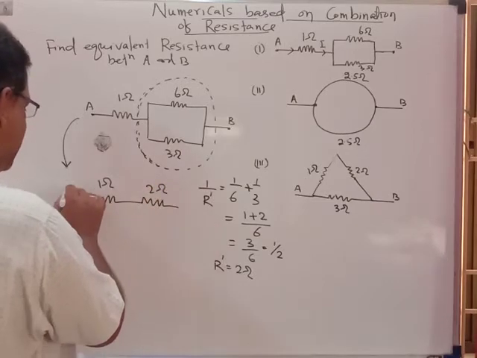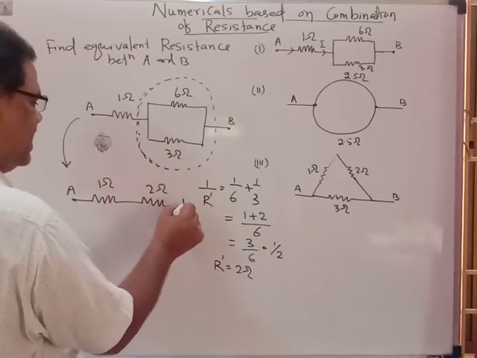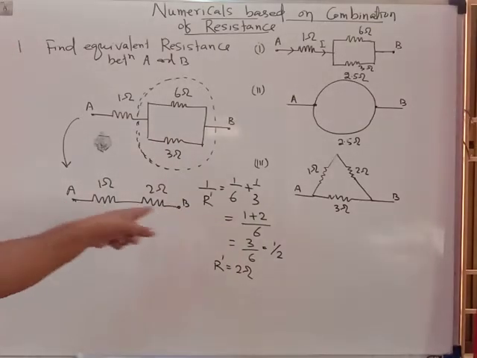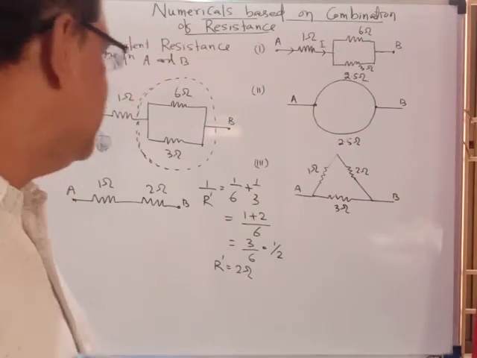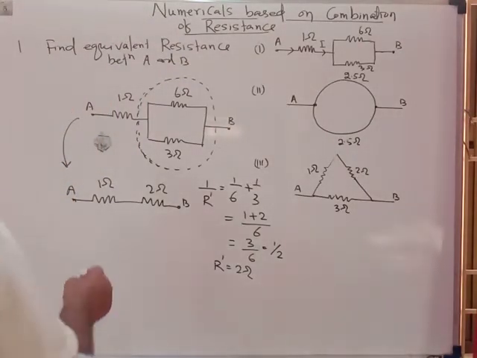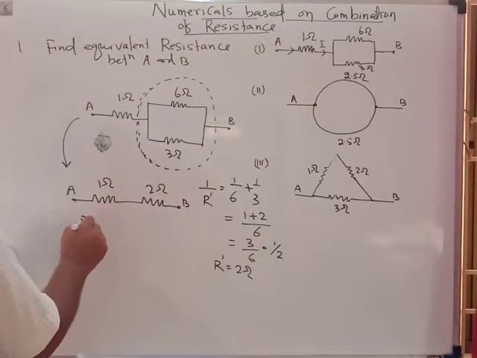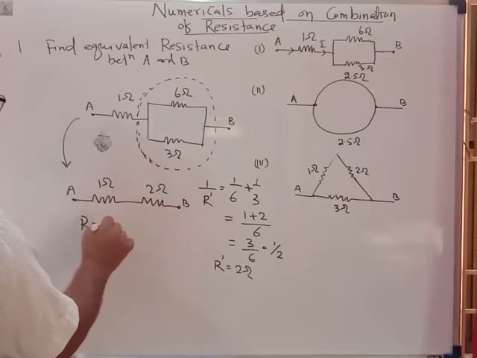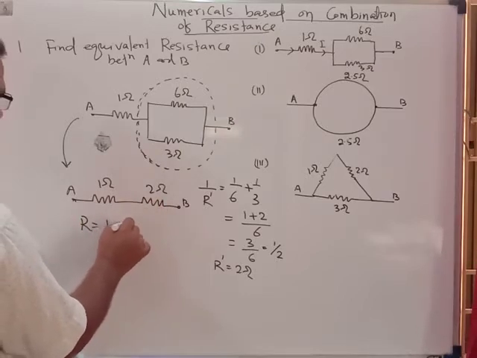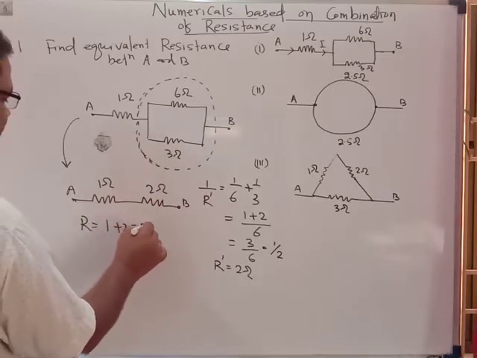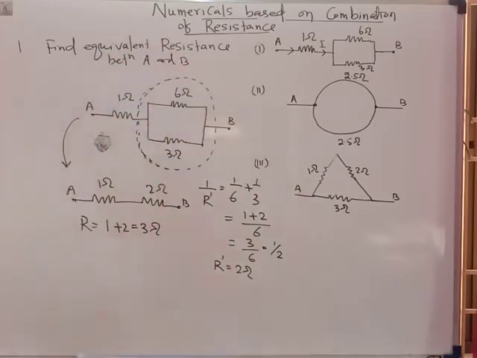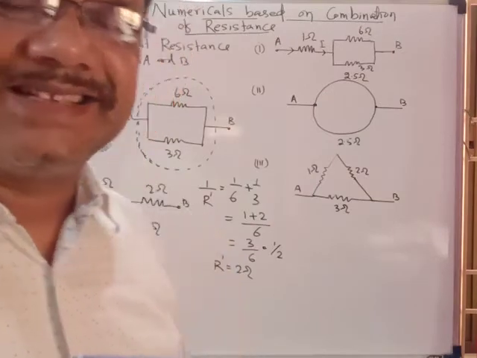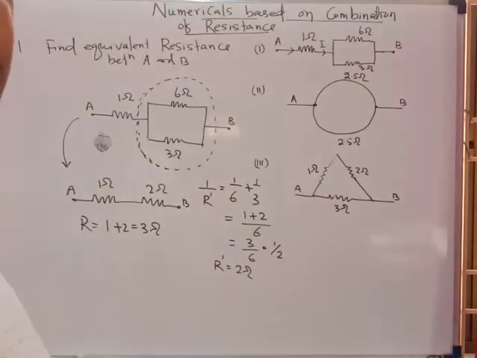Again, this is point A and this is point B, and you can calculate the equivalent resistance in between. The net resistance between A and B is R equal to, because this is in series, 1 ohm plus 2 ohm, so that is equal to 3 ohm. The total equivalent resistance of this network is 3 ohm.